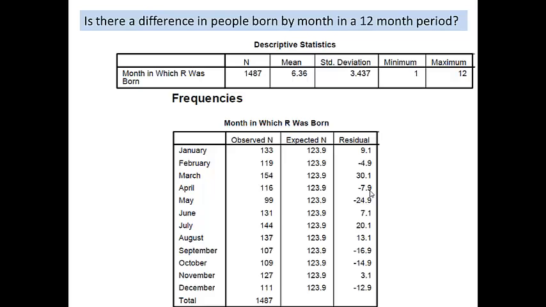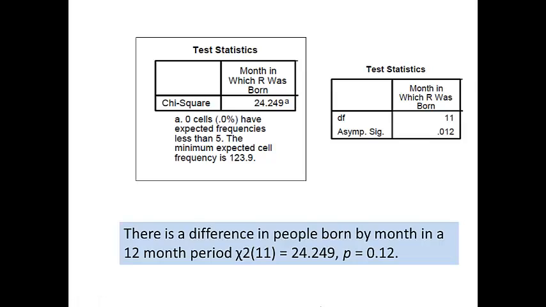So here's a question that's been answered by chi-square. Is there a difference in people born by month of the year over a 12-month period? This is a large data sample with 1,487, and we see that even though it computes a mean, this doesn't really mean anything to us because these are categorical data, so pay no attention to that. We have the observed numbers born in each month, and we average it and get the expected number. And SPSS will compute the chi-square.